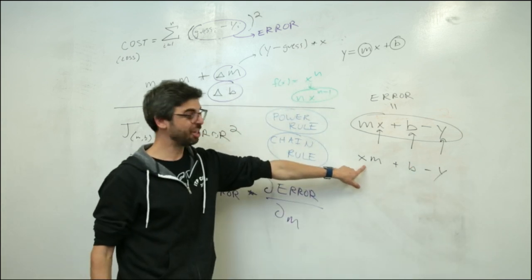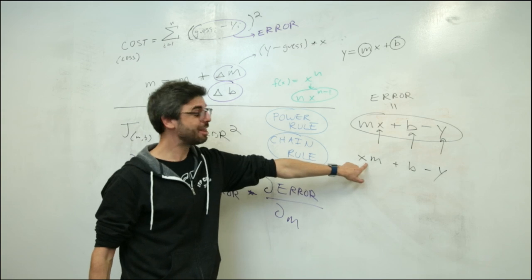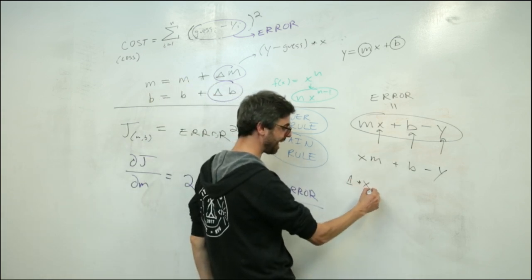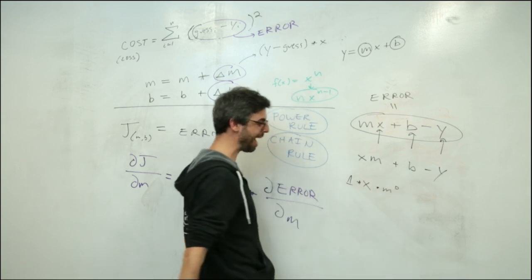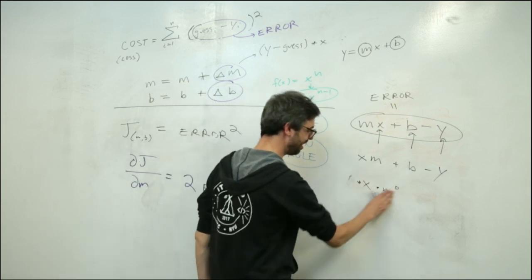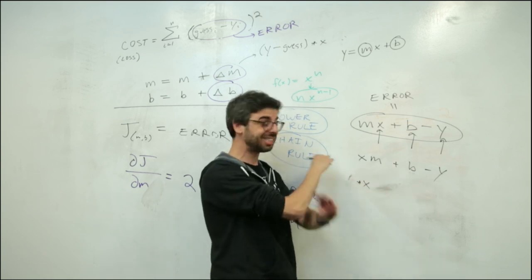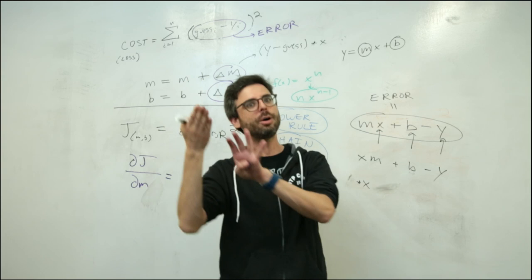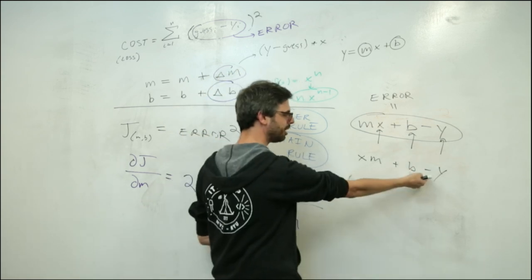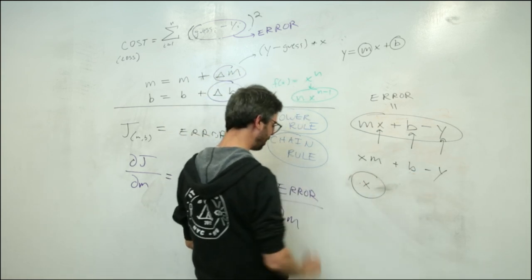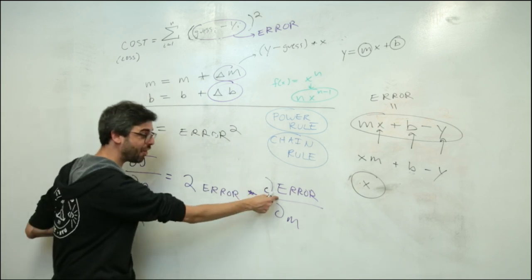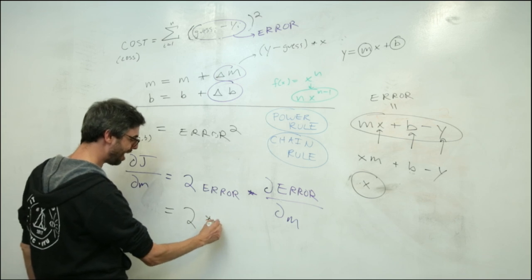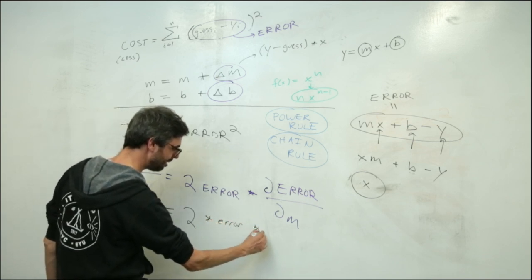So the derivative of this, the power rule says 1 times x times m to the 0 power, which means x. And the derivative of a constant is 0, because the constant doesn't change, right? Derivative describing how something changes. The derivative of this is 0. So guess what? It's just x. Meaning this whole thing turns out to be 2 times the error times x.